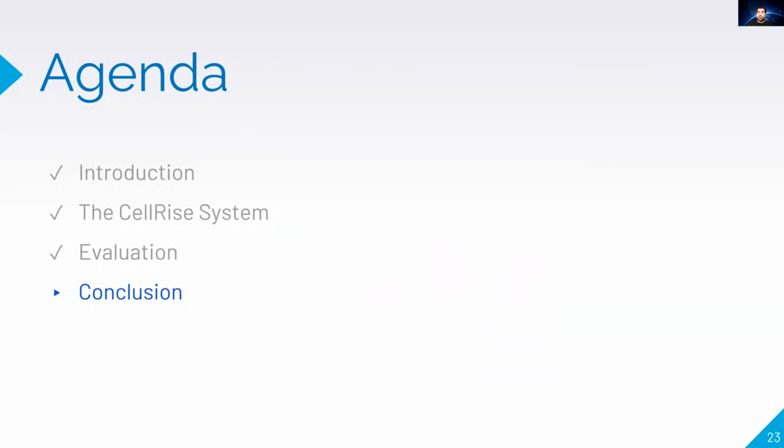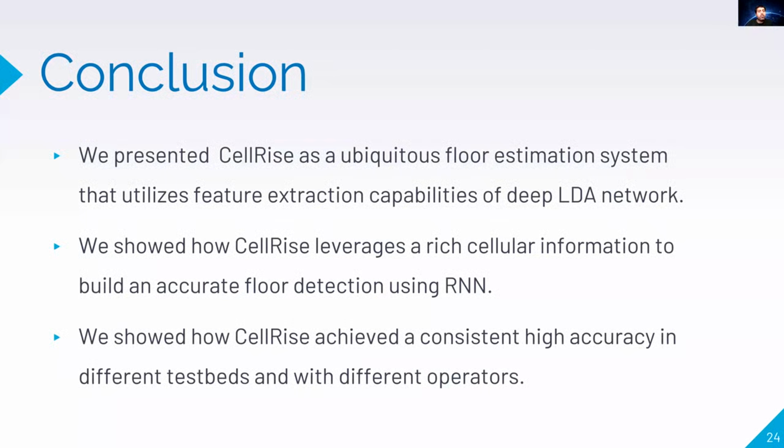Conclusion. In conclusion, we presented CellRise as a ubiquitous floor estimation system that utilizes the feature extraction capability of the deep LDA network. We showed how CellRise leverages richer cellular information to build an accurate floor detection using a recurrent neural network. We also showed how CellRise achieved a consistent high accuracy in different test beds and with different operators.